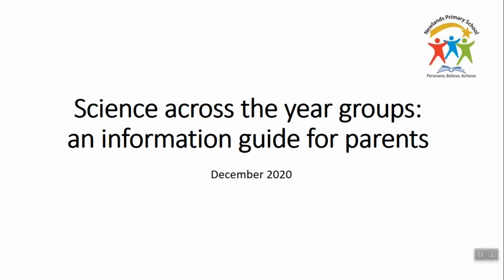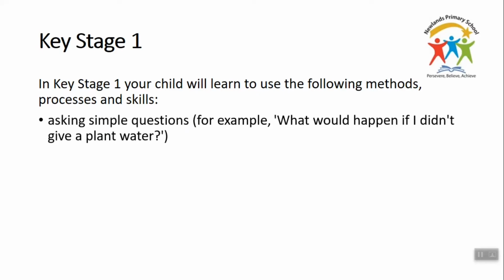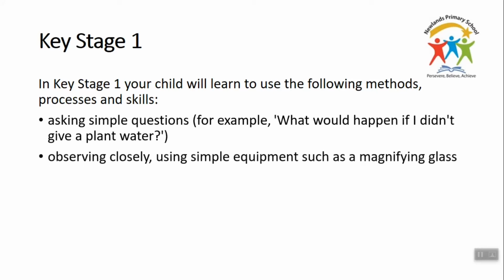Science across the year groups, an information guide for parents. So in Key Stage 1, your child will learn to use the following processes, methods and skills. Ask simple questions. For example, what would happen if I didn't give a plant water? Observing closely using simple equipment such as a magnifying glass. Studying plants, studying leaves, looking at bark, looking at different insects.